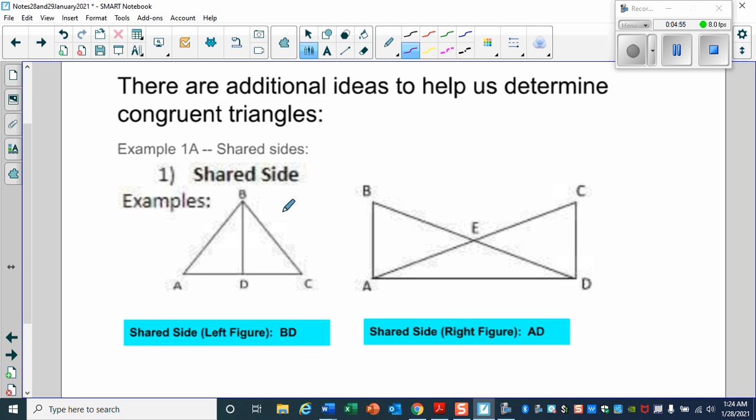Talk about the shared side as well. Might help us. For instance, BD. That's our shared side for this overall triangle. Two smaller triangles share BD. Here, on the long side, AD is the shared side for both. BAD is CAD. This E is just the point of intersection between BD and AC. That's all.